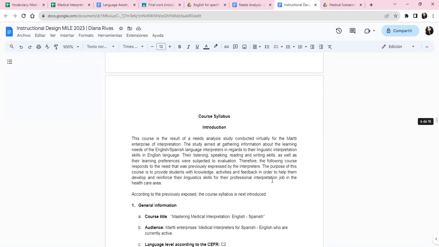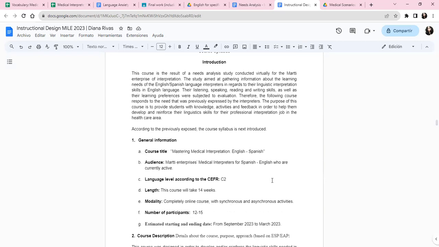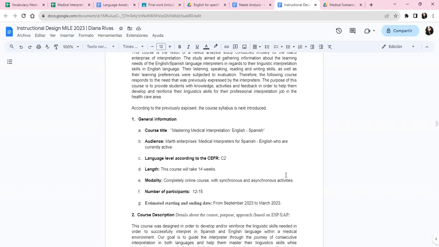So it is in this sense that our course syllabus is the result of the needs analysis that we just talked about, that was conducted in a virtual way, of course, for the Marti enterprise of interpretation and for the virtual interpreters. And we saw that their listening and speaking skills were subjected to evaluation, and therefore those were not as important for them as the grammatical skills.